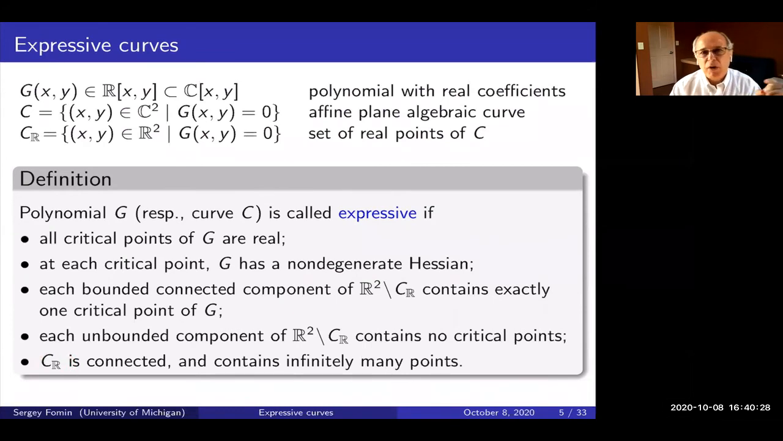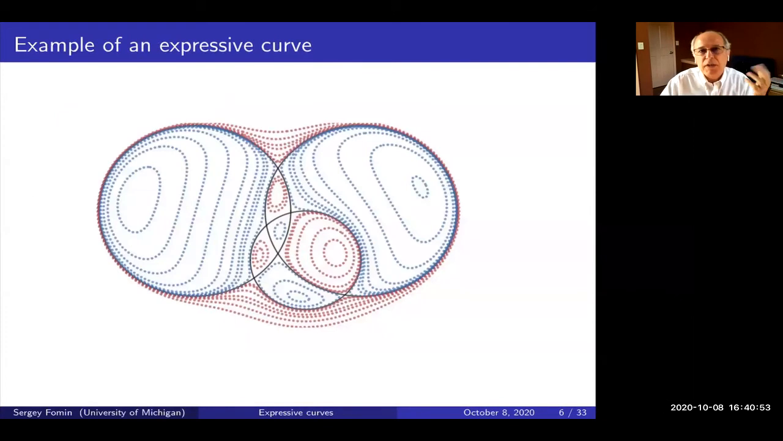So that's the definition. Why I call it expressive: because it's sort of the real portrait of my curve, it expresses everything about how my curve behaves. Somehow the yoga is that it's enough to just look at the real portrait and then you know all the essential information about the curve. So this is an example of an expressive curve.